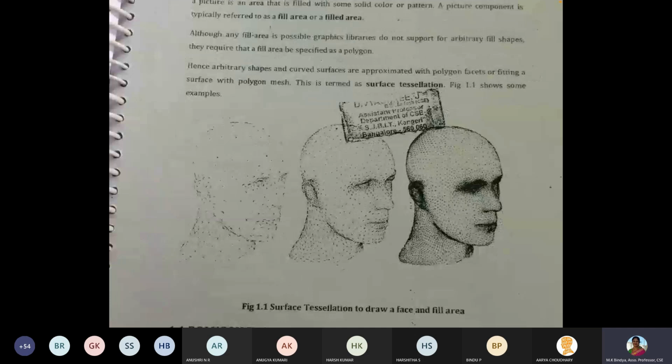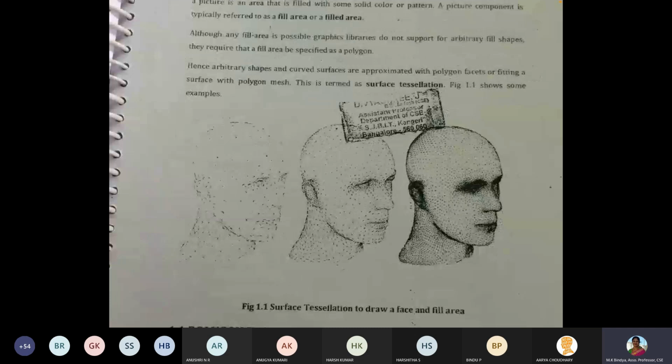So now the question is, these arbitrary shapes and curved surfaces are actually called polygon facets. That means the outer diagram is called the polygon facets, and this particular image has been filled with some polygons. How is it going to be filled, and what pattern is filled in this particular face of a human? Whatever pattern you fill in the area of any image in computer graphics, these images are filled by using polygons.